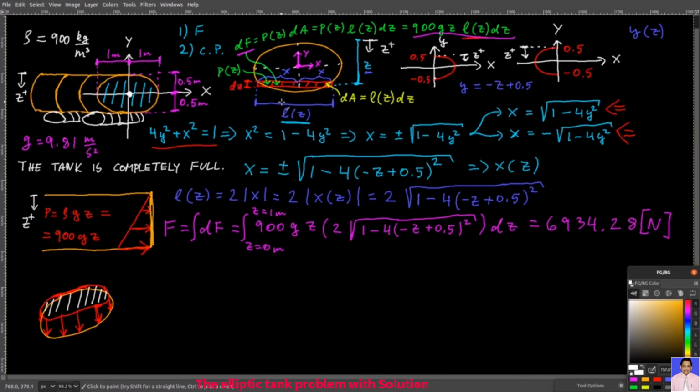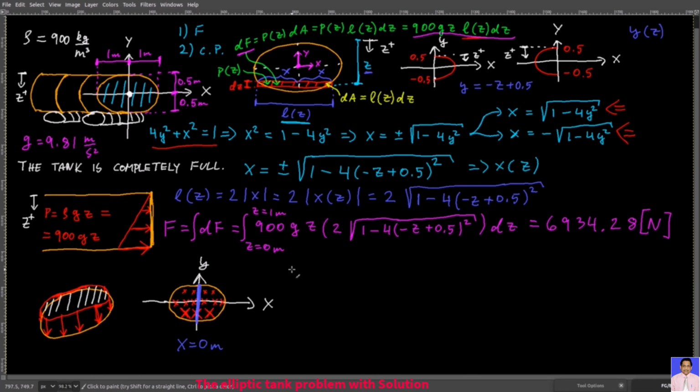But now we also have to find the center of pressure through which this force goes. We know one thing. Due to symmetry, the center of pressure is somewhere on the y-axis at x equals 0 meters. That's because you have equal distribution of pressure on both sides of the y-axis. But of course, the question is, where exactly on the y-axis you have that center of pressure?